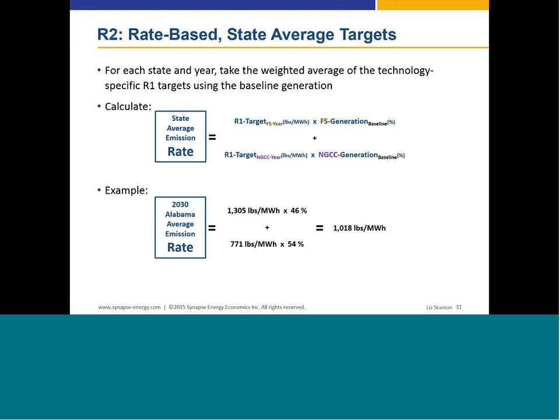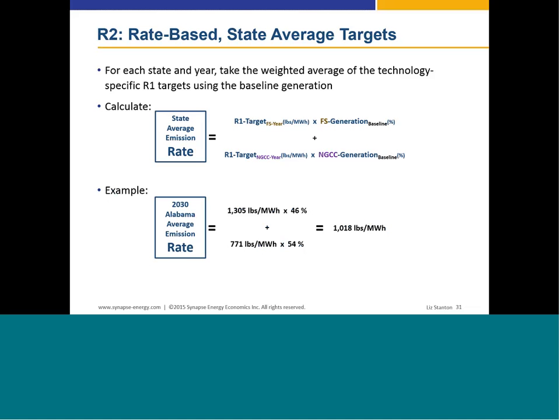From them you get your state average emission rate for the R2 target. Here's an example, just based on the real targets presented by EPA for 2030, Alabama. You can see that if it were using R1, then all of its fossil steam units would need to meet the 1,305 pounds per megawatt-hour standard. All of its NGCC units would need to meet the 771 pounds per megawatt-hour standard.